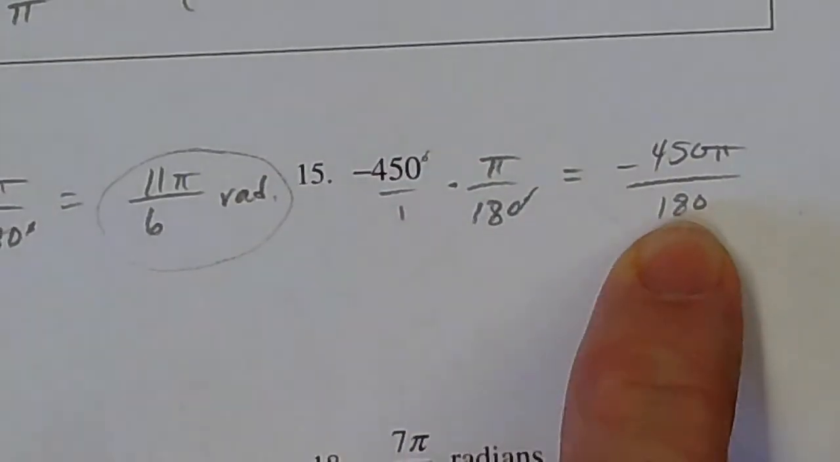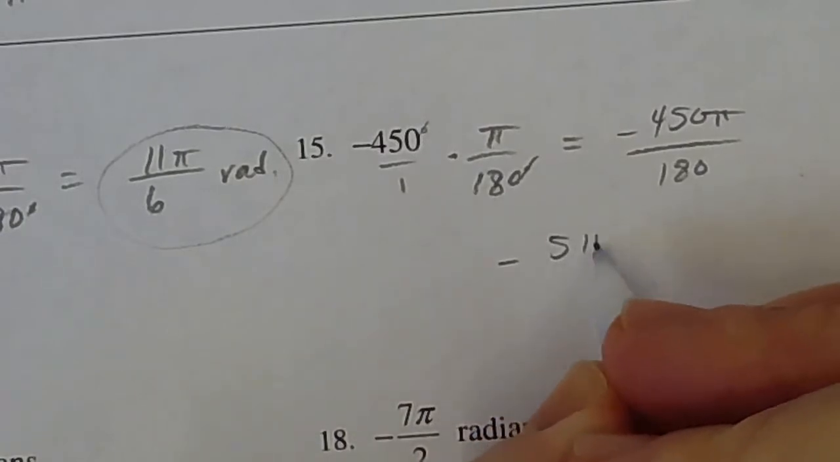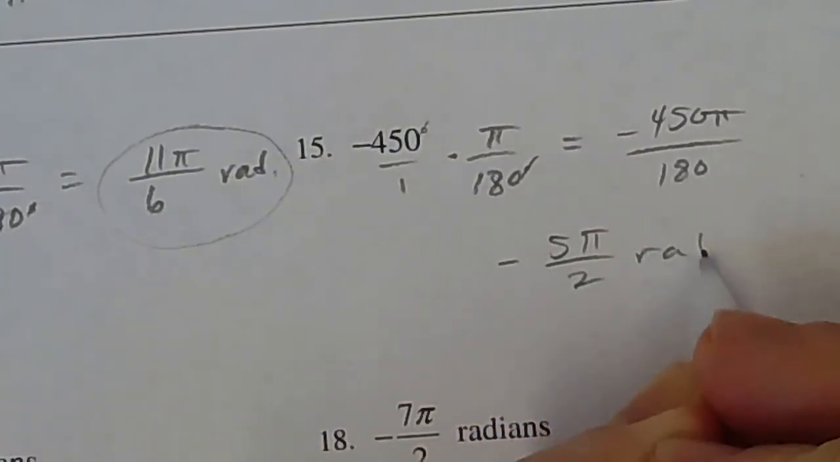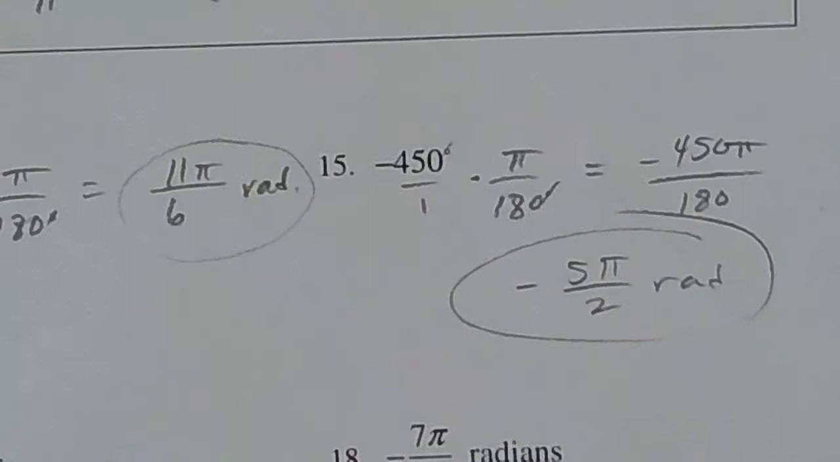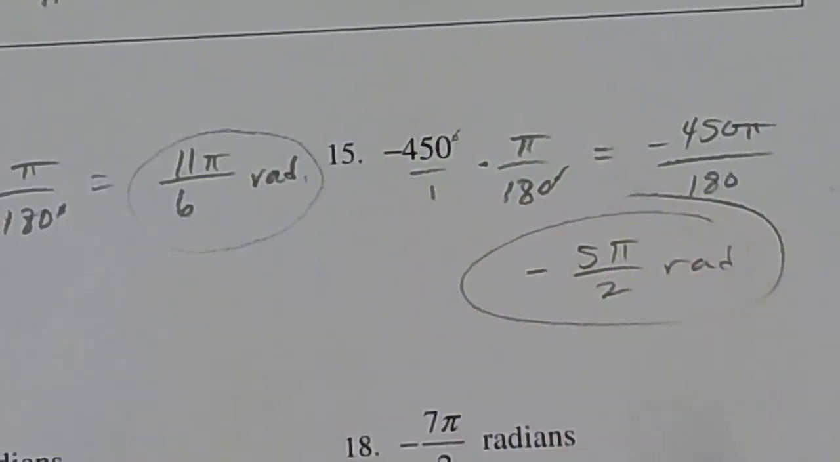Maybe you have the step in between, maybe you don't, but this reduces to negative 5 pi over 2 radians. Okay, so if it's a negative angle in degrees, it's going to be a negative angle in radians as well. It's going to go the same direction.